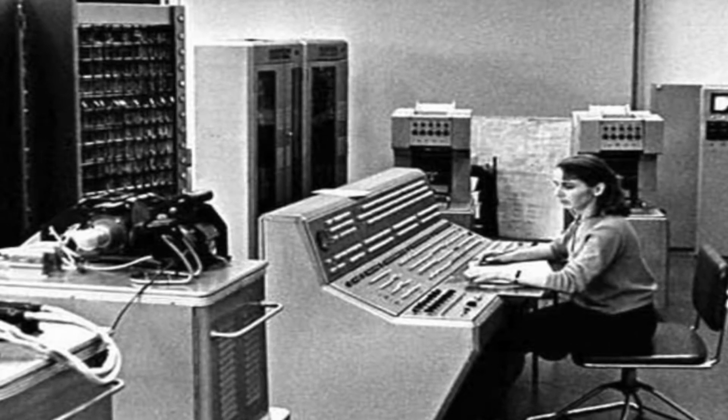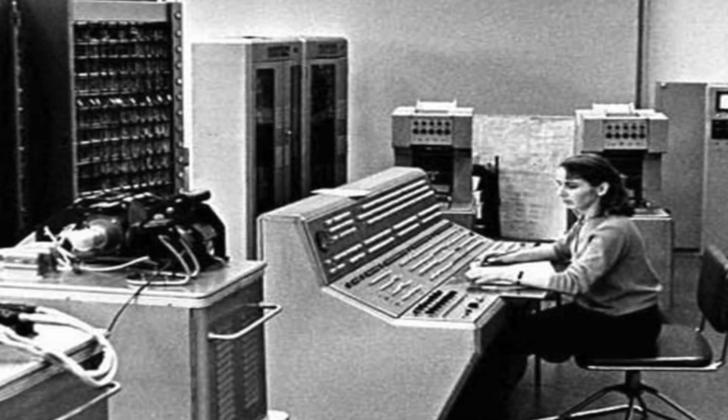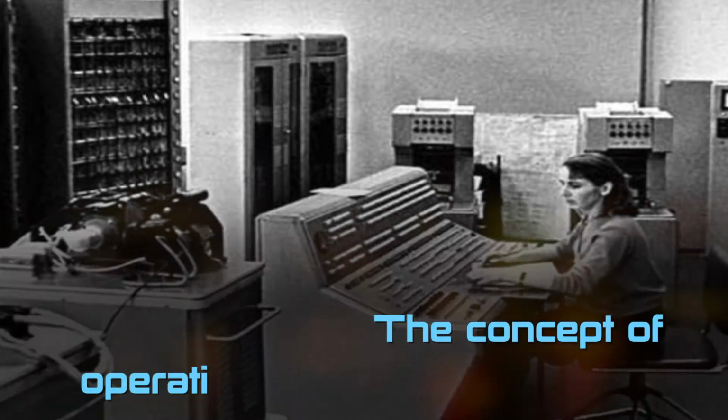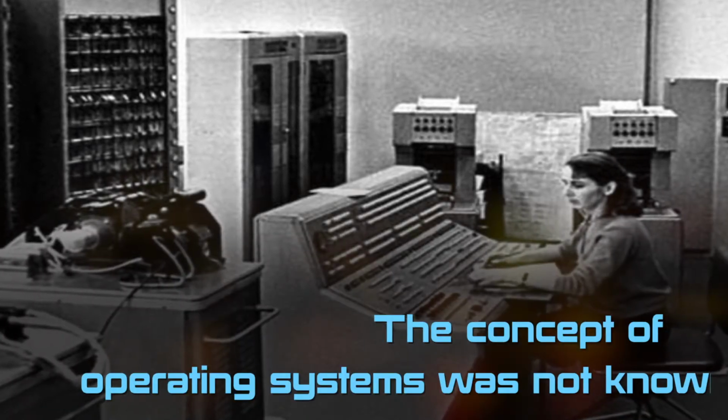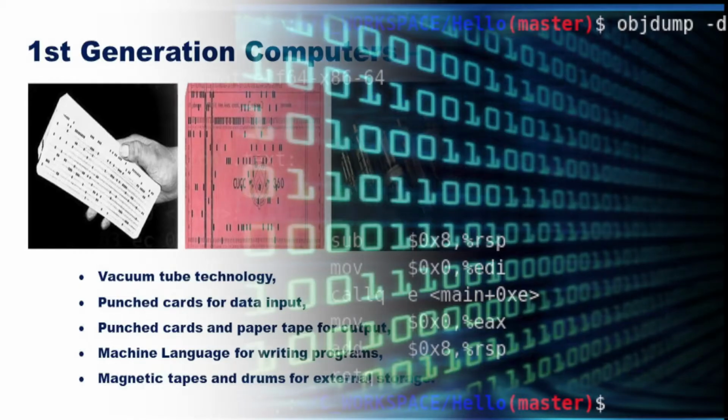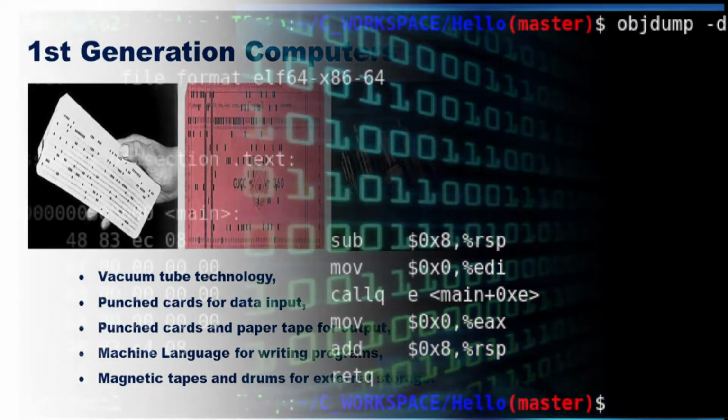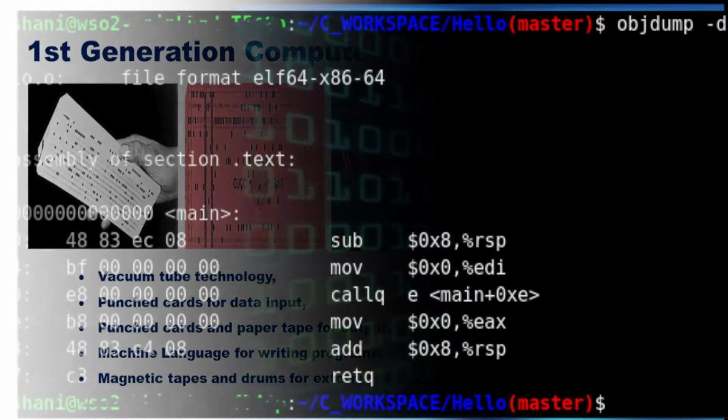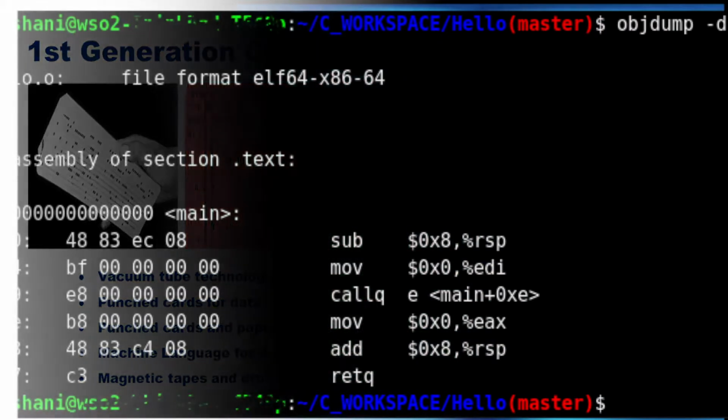They had to be manually assembled and had limited commercial use. The concept of operating system was not known at that time. Each computer had a different binary coded program called the machine language that instructed it how to operate.